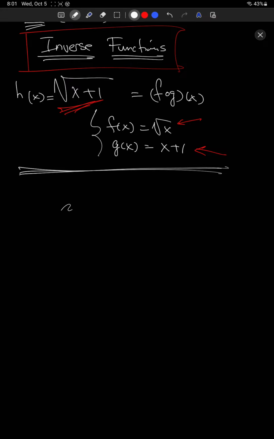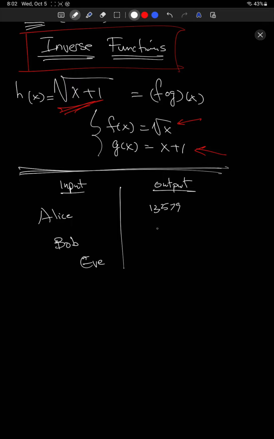Okay. So what is an inverse function? Well, a function is something where you have an input and an output, right? So the most basic picture example is you have inputs here, you have outputs here. A very approachable example is your inputs are students, and your outputs are student IDs, right? 13579, 21111, 4743, something like that.